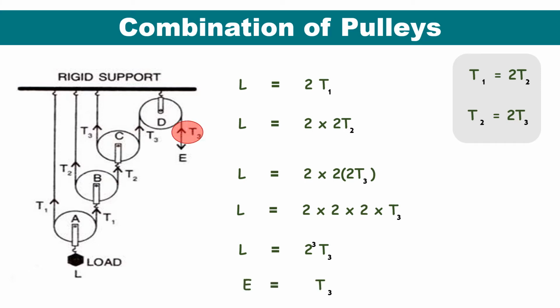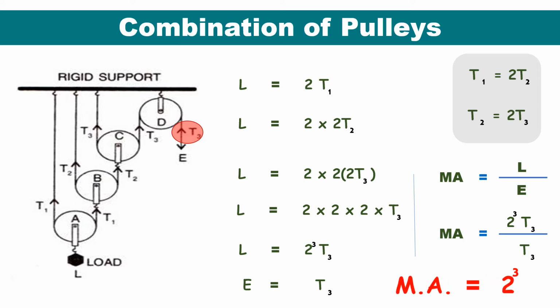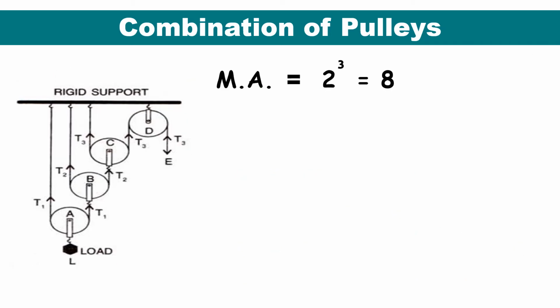But effort is supported by T3 only. Now let us calculate the mechanical advantage, which is equal to load upon effort. What is load? 2 to the power 3 T3, and effort is T3. So mechanical advantage is equal to 2 to the power 3, that means 2 into 2 into 2, which is equal to 8.